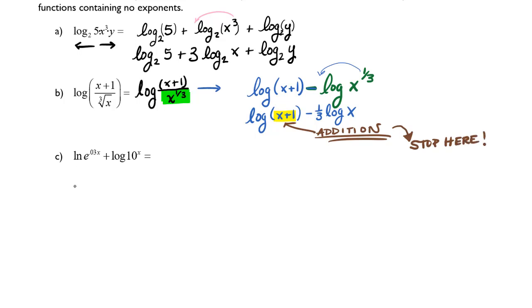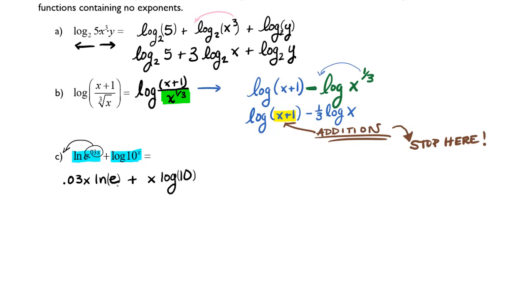Let's look at C, the last example. We have the natural log of e raised to the 0.03x plus log of 10 raised to the x. Now this one is just meant to see if you were paying attention when we were looking at a previous section on the rules of logarithms and natural logs. Because remember, if you have an exponent, you can bring it out front, so we'll do that first. We'll have 0.03x times the natural log of e plus x times log of 10.